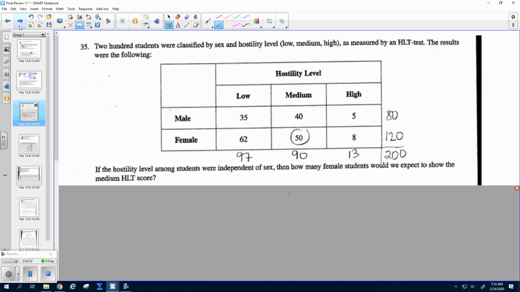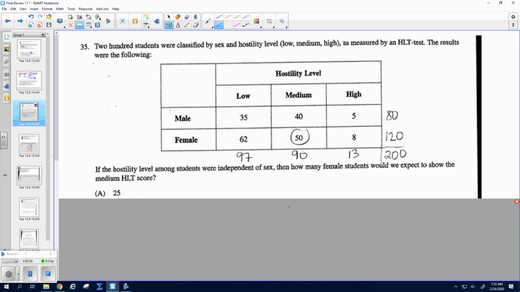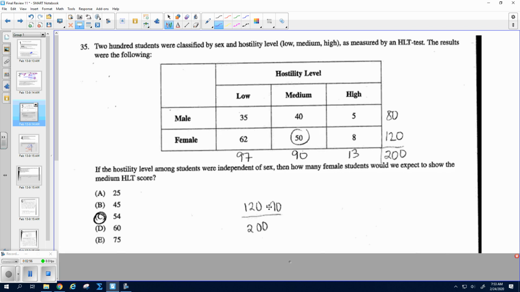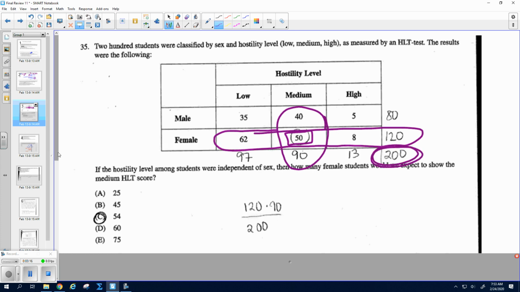All right, 35, we're looking at expected counts. So this is a chi-squared test, and we want for females at the medium level here. And so we do the row total, so you got to add all those to get 120, times the column total, so add those two to get 90, divided by the total, and you get C, 54.